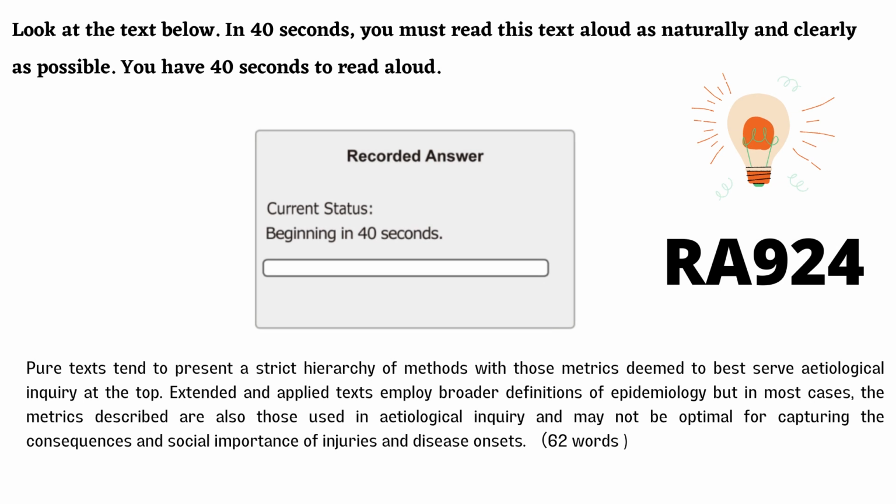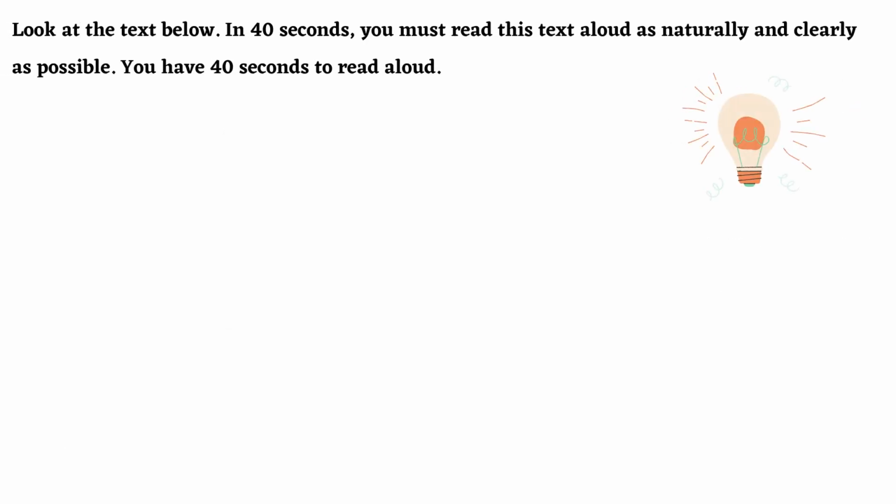Pure texts tend to present a strict hierarchy of methods, with those metrics deemed to best serve etiological inquiry at the top. Extended and applied texts employ broader definitions of epidemiology, but in most cases, the metrics described are also those used in etiological inquiry, and may not be optimal for capturing the consequences and social importance of injuries and disease onsets.